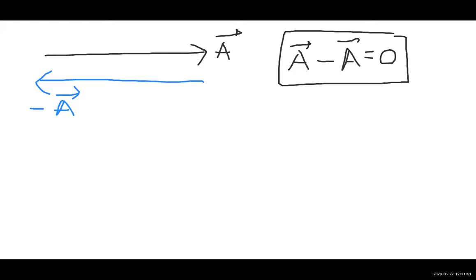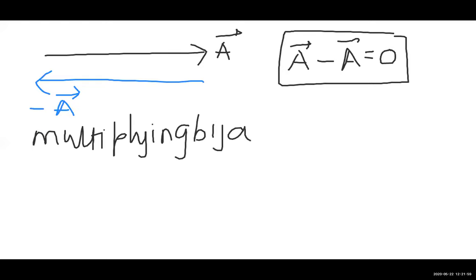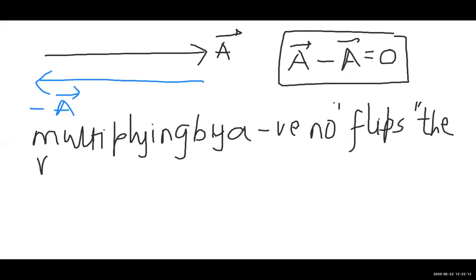So multiplying by a negative number flips the vector.